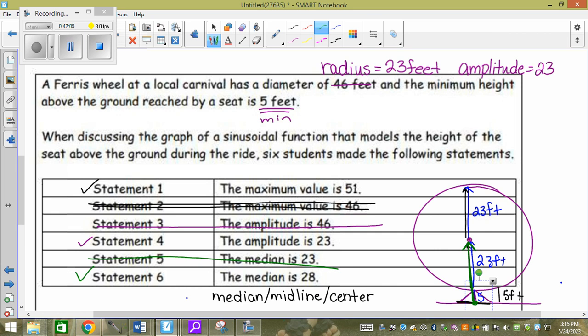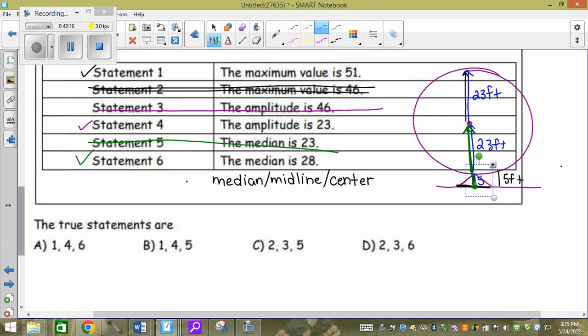So if you know that radius is amplitude, you know that midline is center, right? Makes the question way easier. You know 1 revolution is period. So it's 1, 4, and 6.